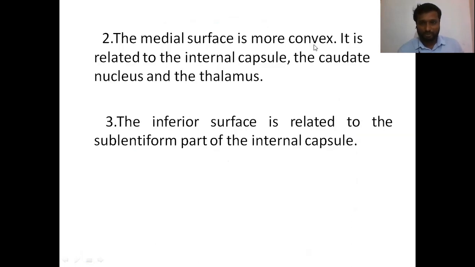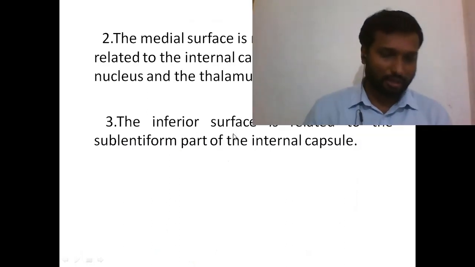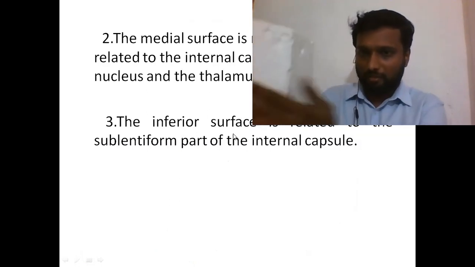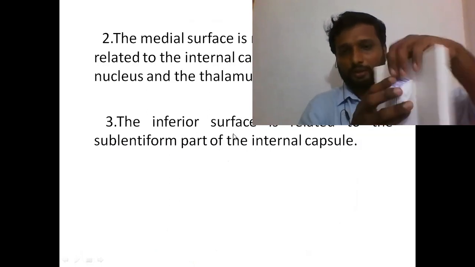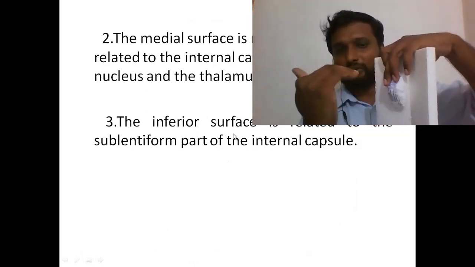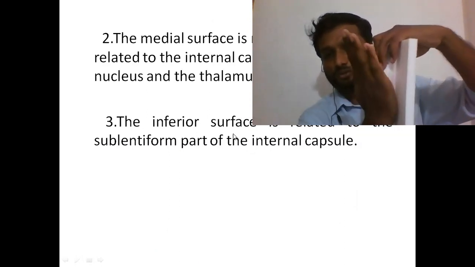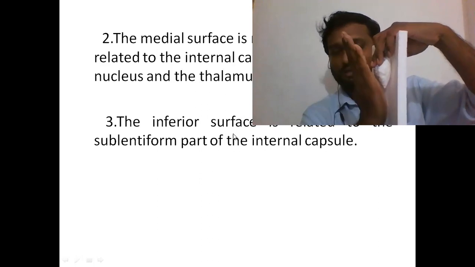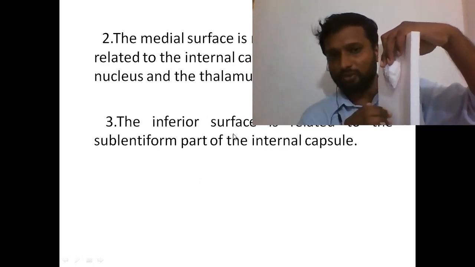Now the medial surface, which is convex, is related to the internal capsule. The inferior surface, I have already told you, is related to the sublentiform part of the internal capsule. But how? The internal capsule has an anterior limb, genu, and posterior limb, and then here the sublentiform fibers. Those sublentiform fibers are related to this inferior surface. Imagine my hand as the sublentiform fibers. So the inferior surface is related to sublentiform fibers.